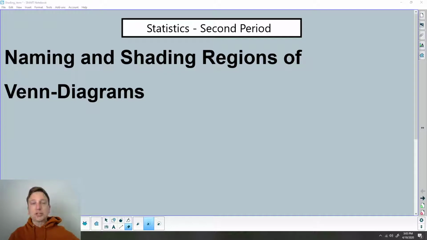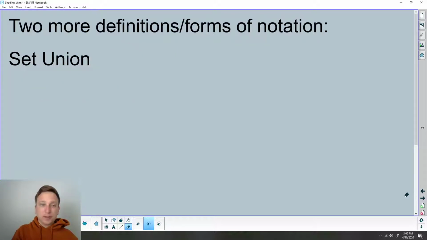So where we left off was identifying different values and placing them, or identifying where certain values fall in Venn diagrams. What we're looking at today is more of a broad generalization of where certain regions of Venn diagrams fall, or what the names of certain regions of Venn diagrams are. So getting into things, we have two definitions and notations we need to clarify before we actually start doing this.